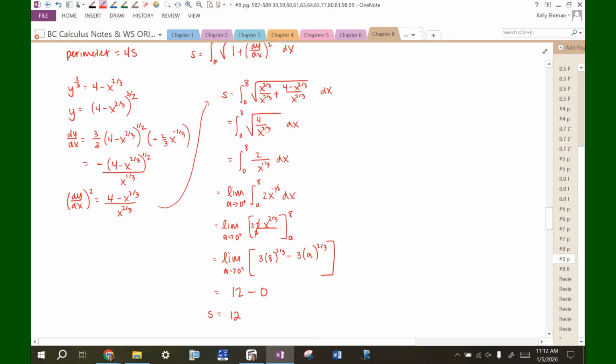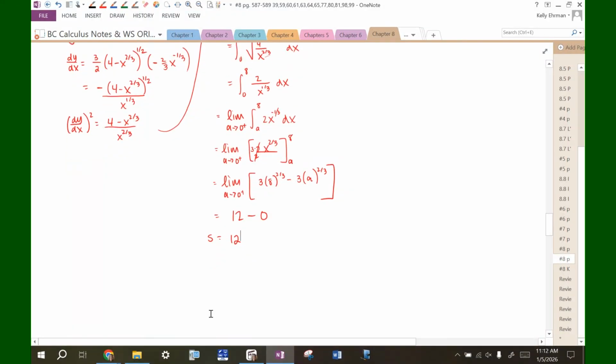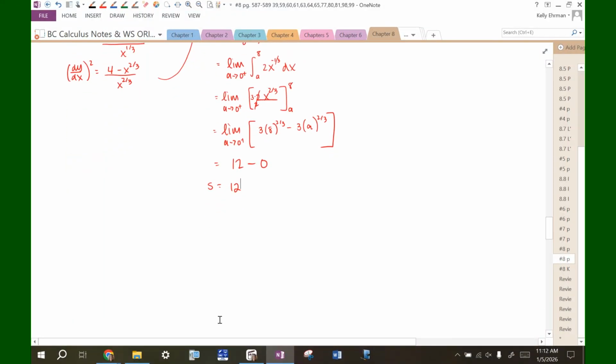Now, this is equal to s. s is 12. Remember, we wanted the perimeter. So the perimeter of that entire thing is equal to 4s, which is equal to 48. Fun.